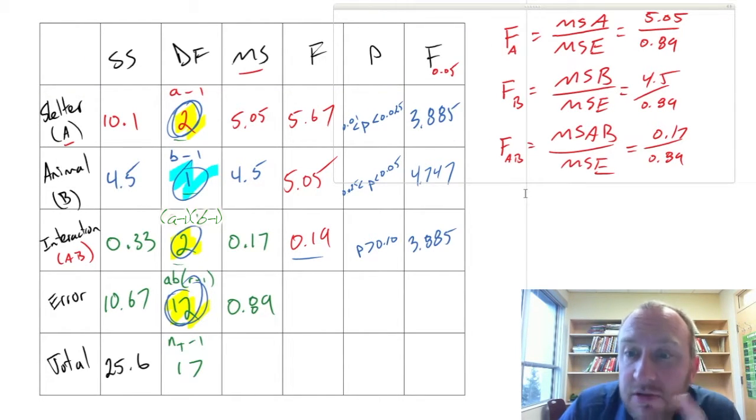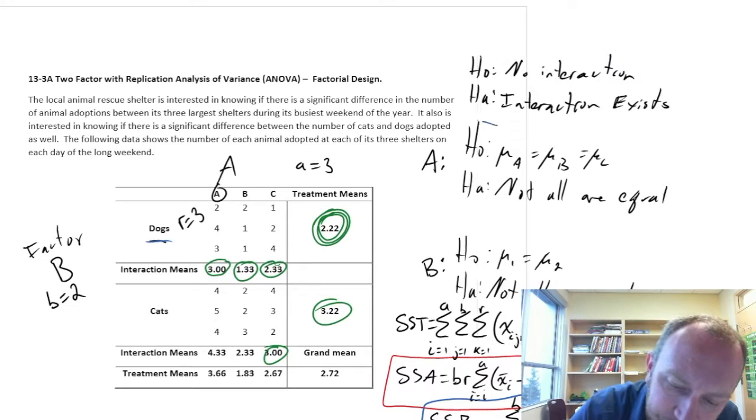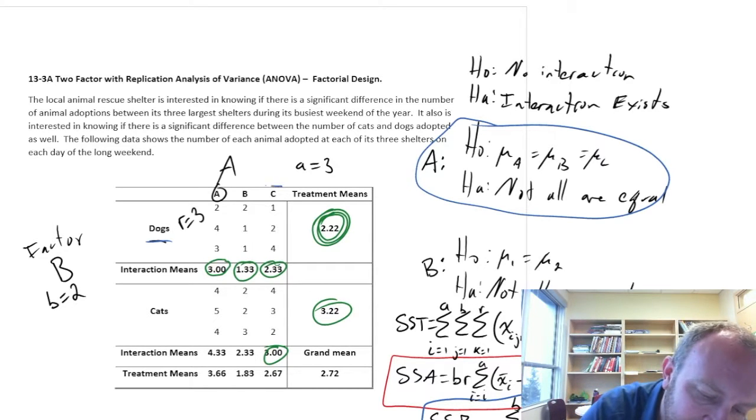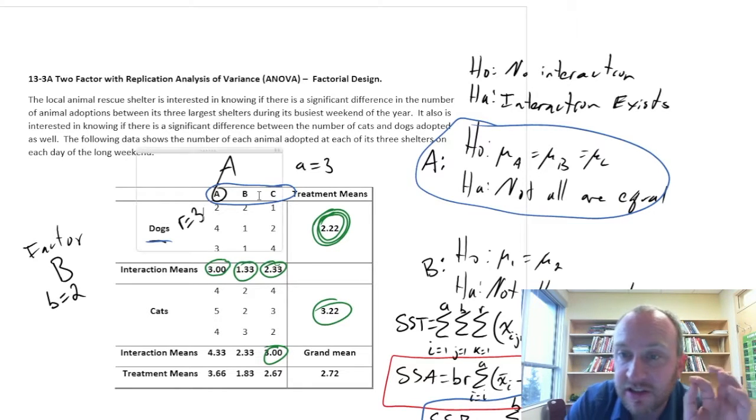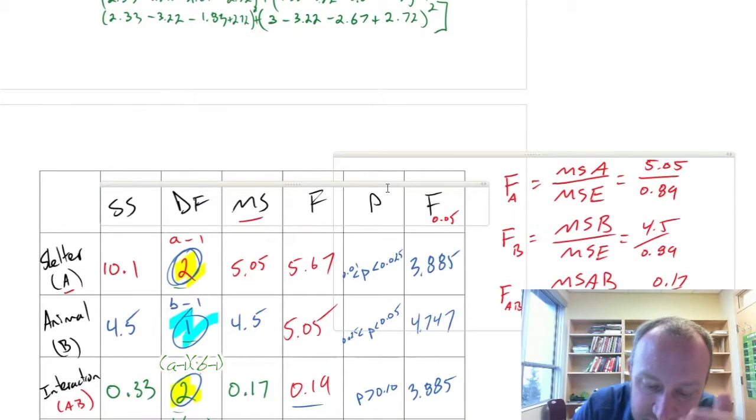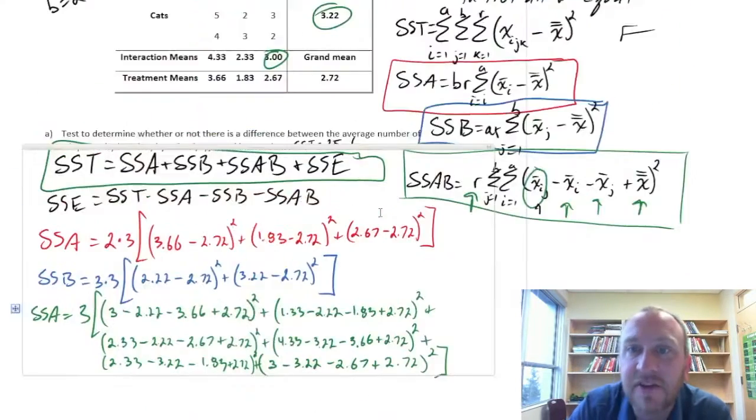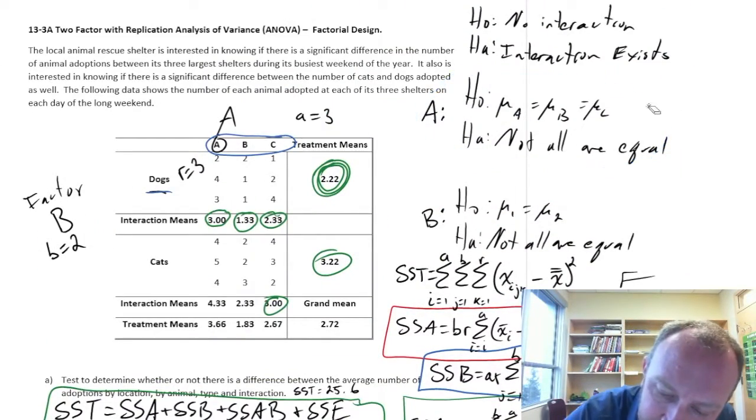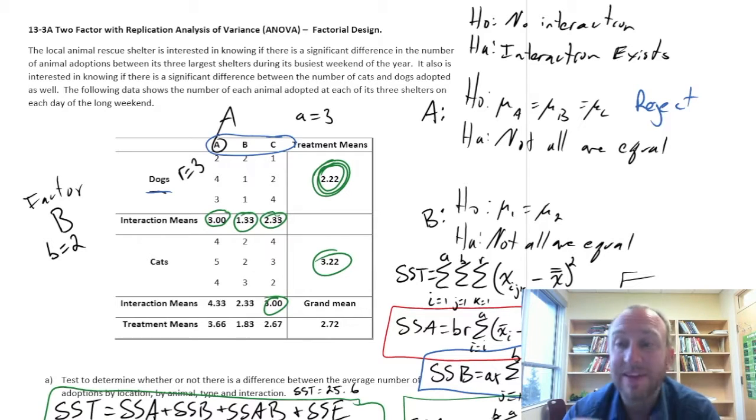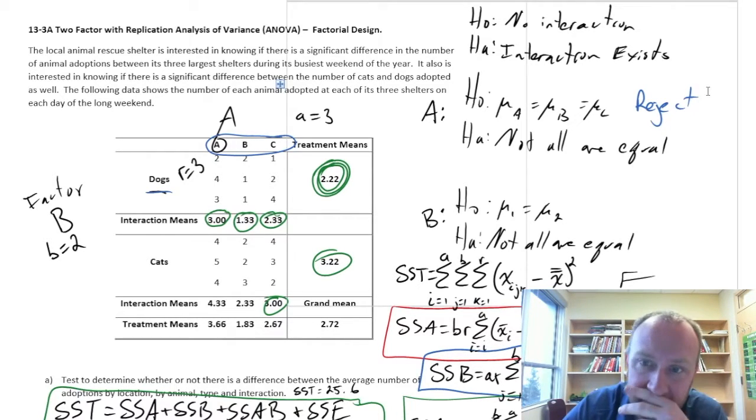So now we can draw our conclusions. If we come back up, our first test on factor A, we were testing the equality of the number of adoptions across these 3 shelters, these 3 regional shelters. What was our conclusion? Our p-value is less than 0.025, so it's less than alpha. So on this test here, we can reject. We do have sufficient evidence to show that there is a difference in the average number of adoptions across these 3 shelters. I think this was just over a long weekend. So there's our first set of conclusions.